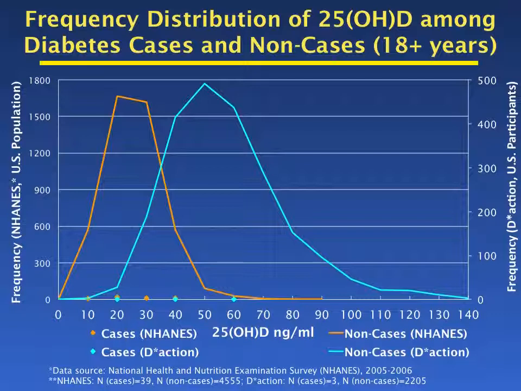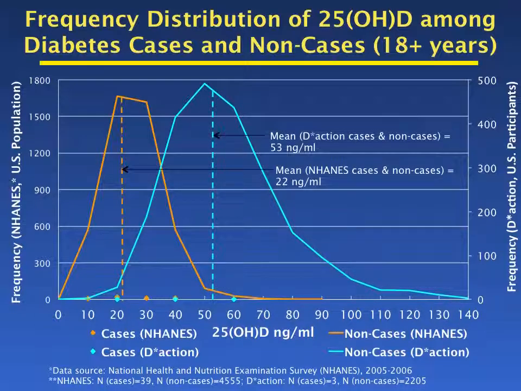The serum level on the x-axis that corresponds to the top of each curve is the most frequent serum level value for that cohort. This graph shows that the NHANES cohort has a distribution of serum level values that are lower compared to D-action. The dots on the bottom of the graph show the serum level values for the diabetes cases. These dashed vertical lines show where the mean serum levels are for each population.